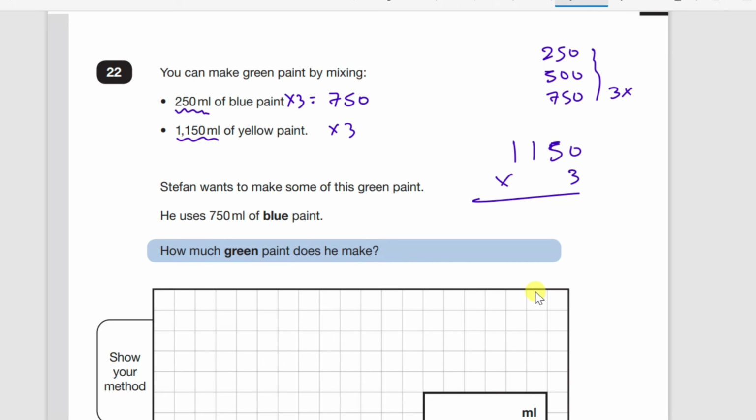I think we can do this one. Well, 3 times nothing is nothing. 5 times 3 is 15. Carry the 1. 1 times 3 is 3. Add 1 is 4. 3 times 1 is 3. So he needs 3,450 yellow paint.